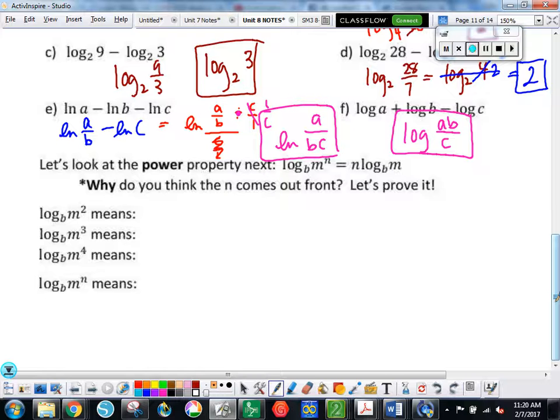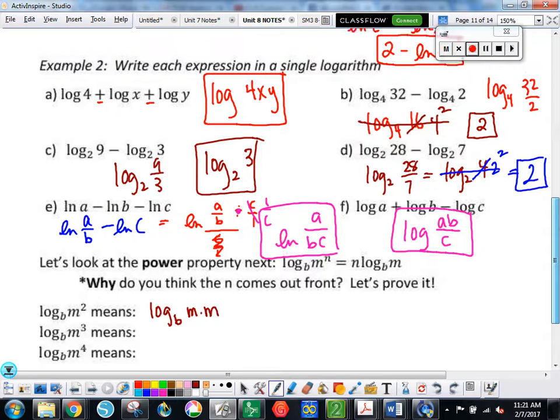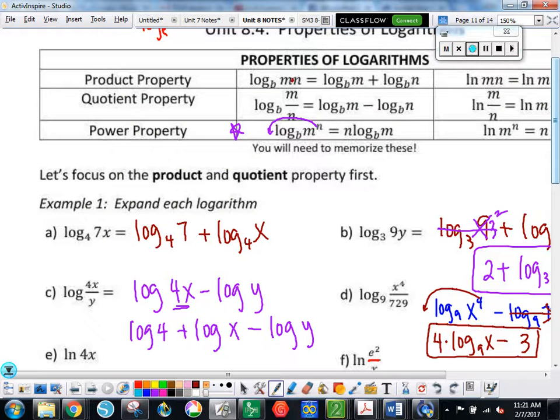Okay, so let's look at the power property really quick that says log base b of m to the n power is n times log base b of m. I want to go from here and prove that this one works. So, hold on. What does log base b of m squared mean? Doesn't that mean log base b of m times m? Same thing, right? Now, can we use the product property above to expand that?